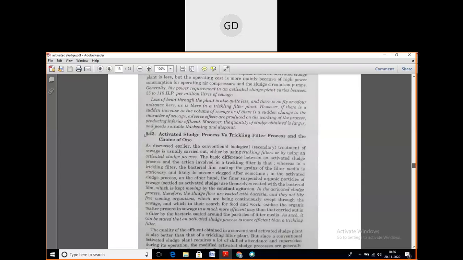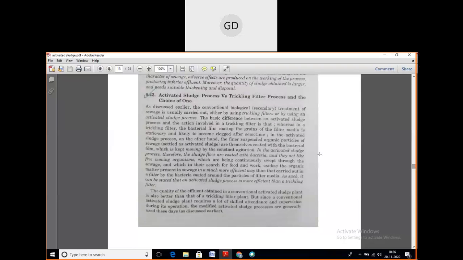So you see here what's written: the conventional biological treatment of sewage is usually carried out either by trickling filters or by using an activated sludge process. So two processes we have studied in your secondary treatment. One is attached and one is suspension. Which one is attached and which one is suspension? Suspension is your activated sludge process and the attached one is your trickling filter.